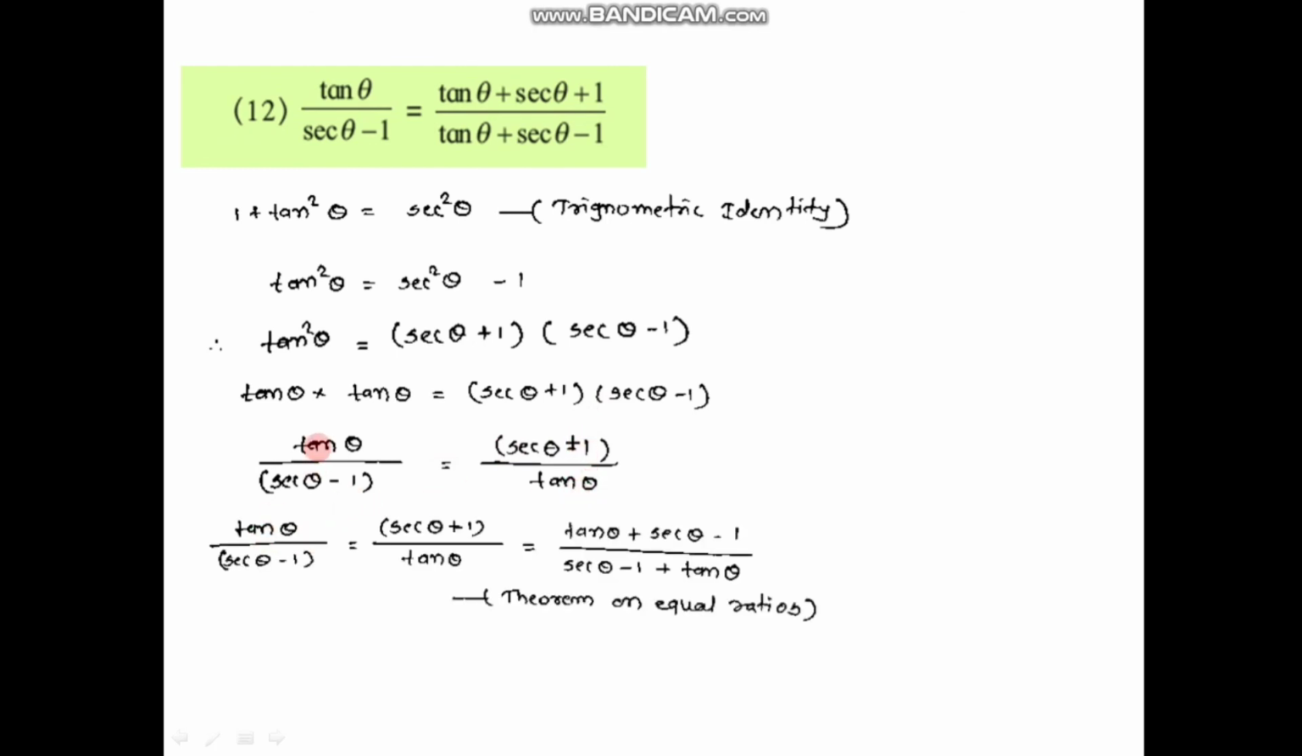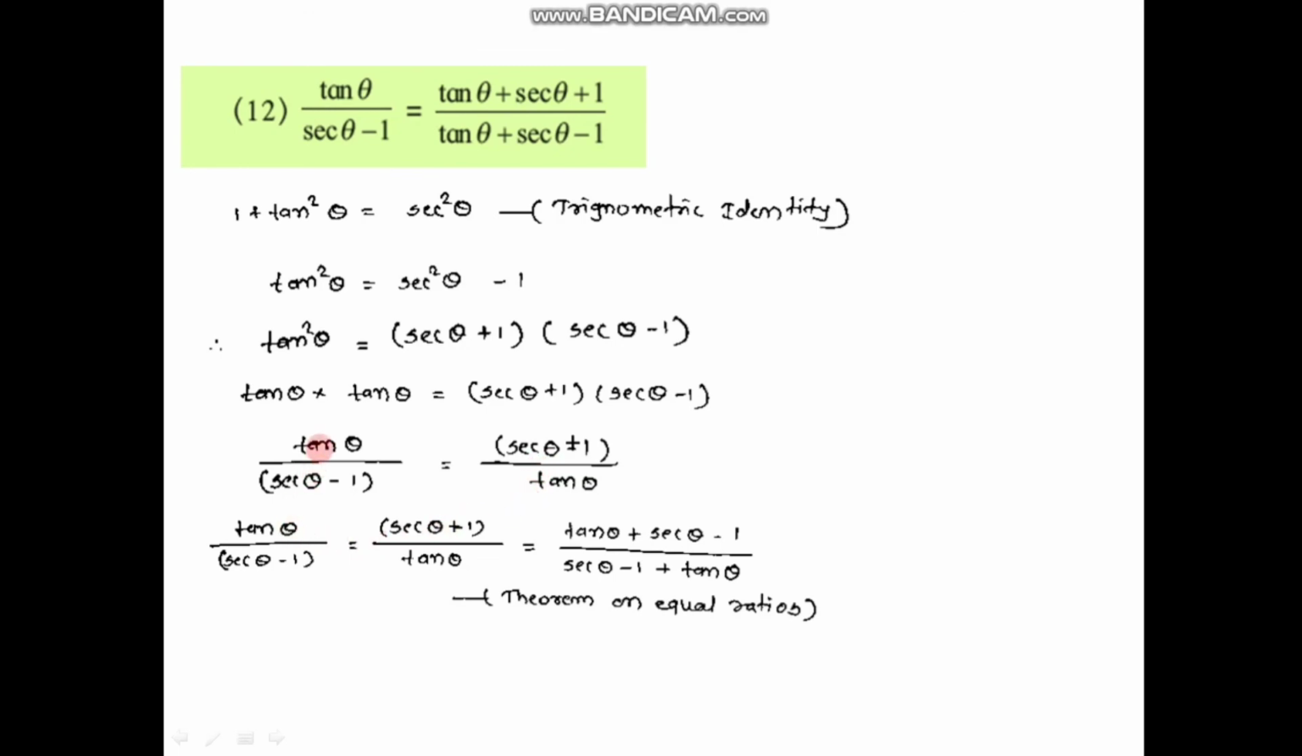The next step, tan theta divided by sec theta minus 1 as it is, that is equal to sec theta plus 1 divided by tan theta, that is equal to tan theta plus sec theta minus 1 divided by sec theta minus 1 plus tan theta. And this is written by the property which we have studied in the 9th standard, that is by theorem on equal ratios. Suppose two ratios are given to be equal, and if we add the first terms and the second terms of those two equal ratios, the result we get will also be equal to each of the ratios.